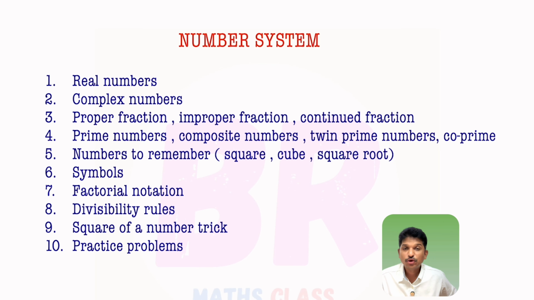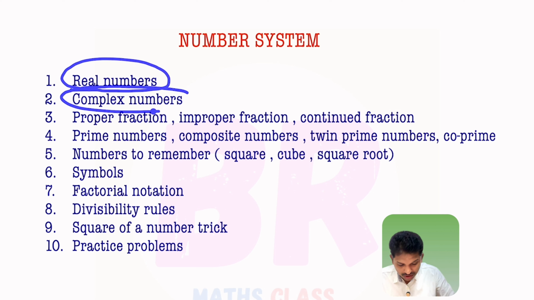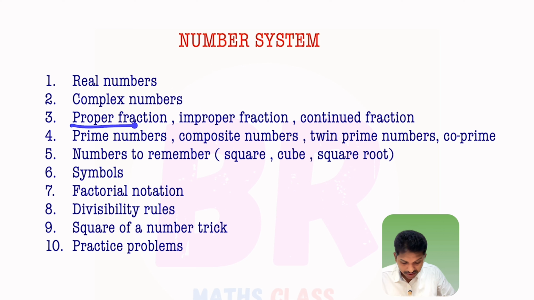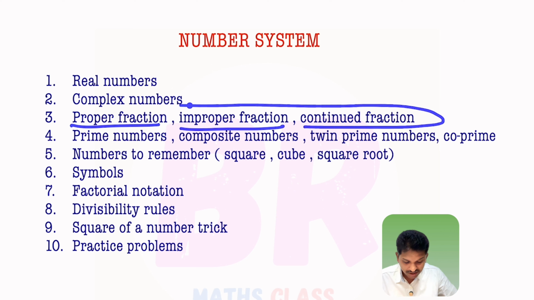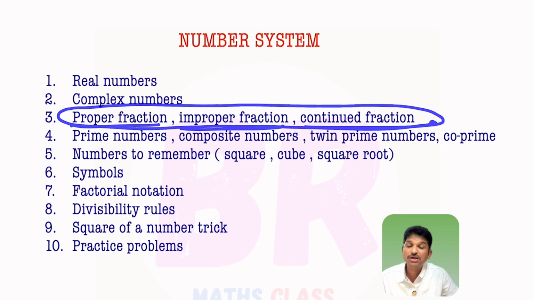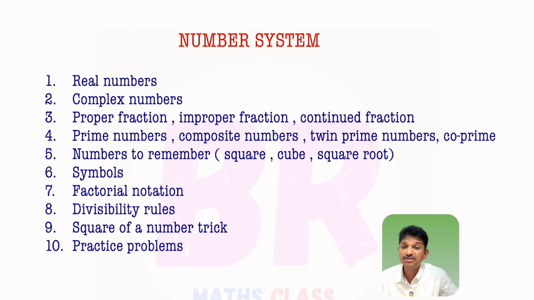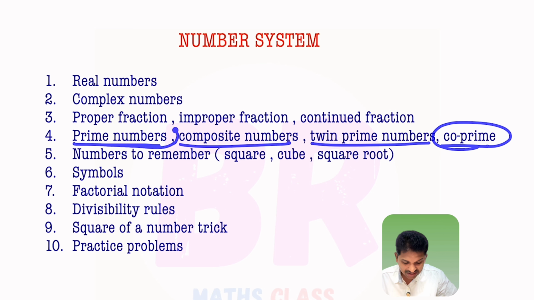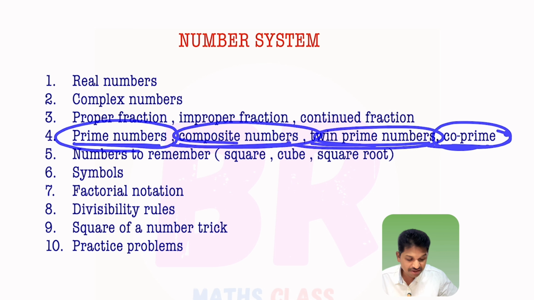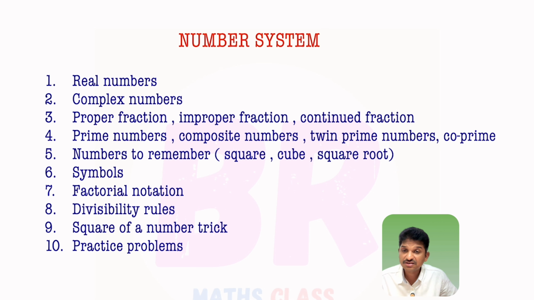What are the things you are going to learn in this number system? First, you will learn what real numbers are and what complex numbers are. Number system is mainly divided into these two types. Proper fraction, improper fraction, continued fraction: what is meant by proper fraction, improper fraction, and continued fraction, and how to calculate the value of a continued fraction, all those things we will learn. Prime numbers: what are prime numbers, composite numbers, twin prime numbers, co-prime numbers, and what interesting facts you must know about prime numbers. Those things also we learn in this number system.